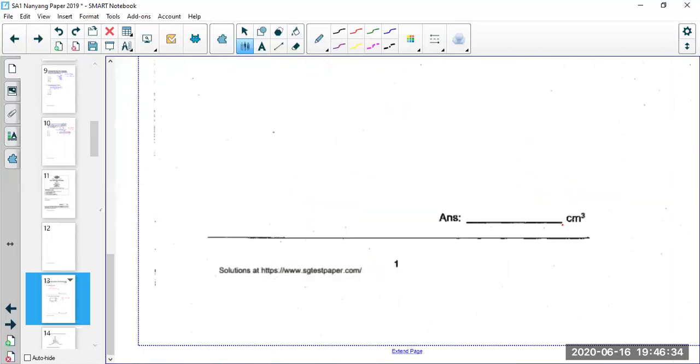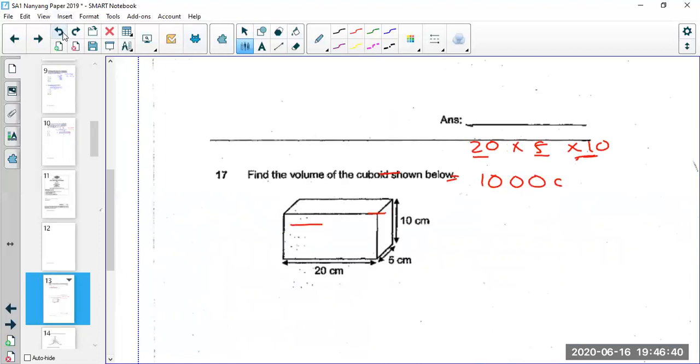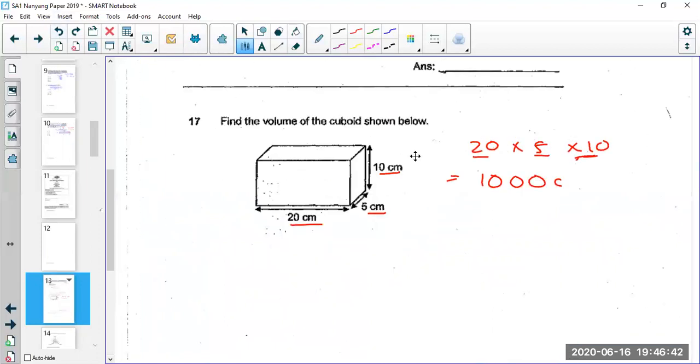So what's the volume? Oops, what happened? Okay, hang on for a while. Okay, so what is the volume of this cuboid? Which is 1000 cm cube. Okay, so when do you apply the shortcut? When you see numbers with zeros, then you can do faster already, right? You just take 2 times 5 times 1, and you get 10. And then you have 2 zeros, right?